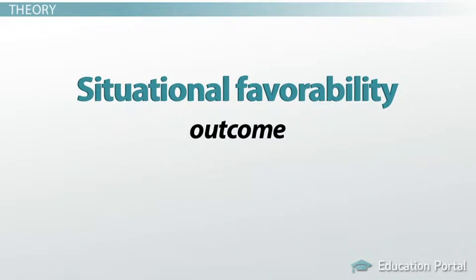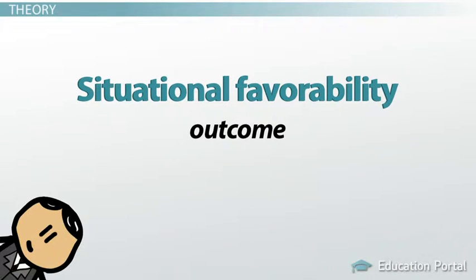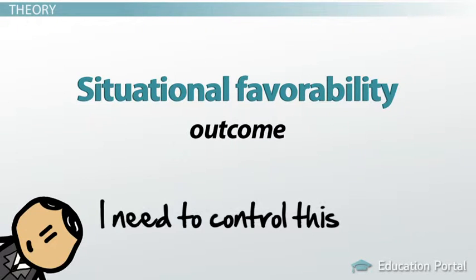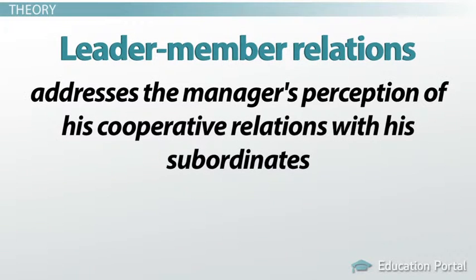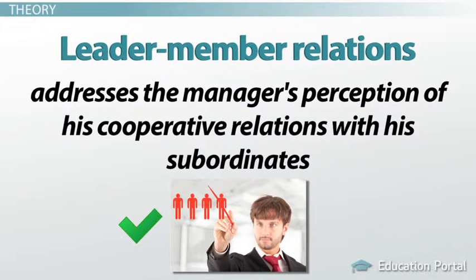The theory states that task or relations motivation is contingent upon whether the manager is able to both control and affect the group's situational favorability, or outcome. According to the theory, you can assess situational favorability by 3 factors. Leader-member relations. This factor addresses the manager's perception of his cooperative relations with his subordinates. In other words, is the cooperation between you and your employees good or bad?